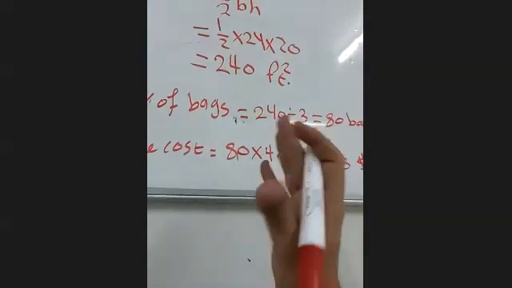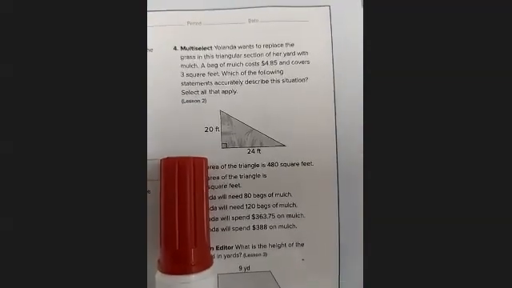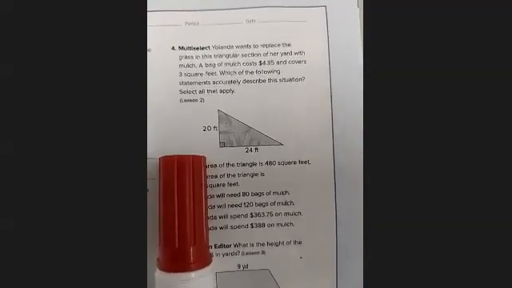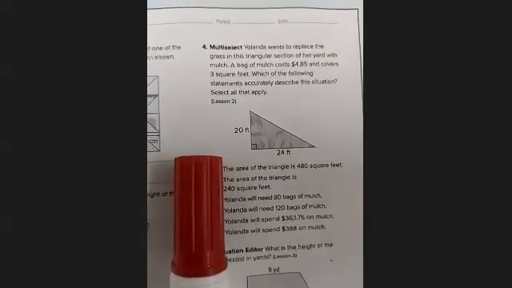Which one of them, or more than one, is correct? The question at the end said, which of the following statements accurately describe this situation? Select all that apply. Let's see the first one. Read it. The area of the triangle is 480 square feet. Is this correct? No, because we found the area. It is how much?